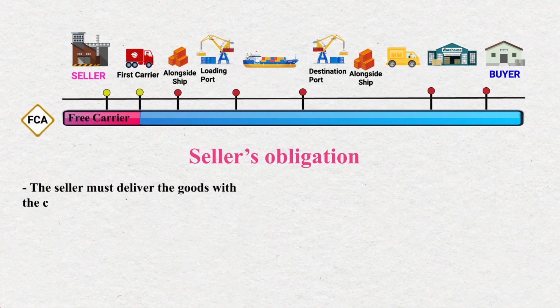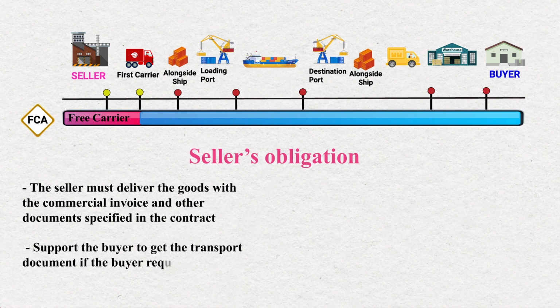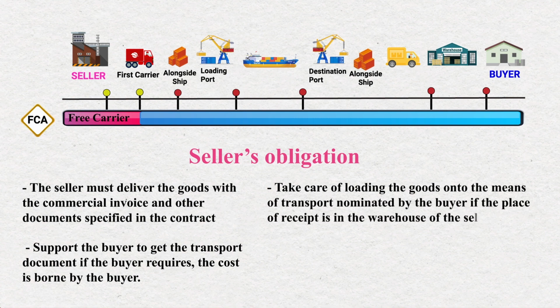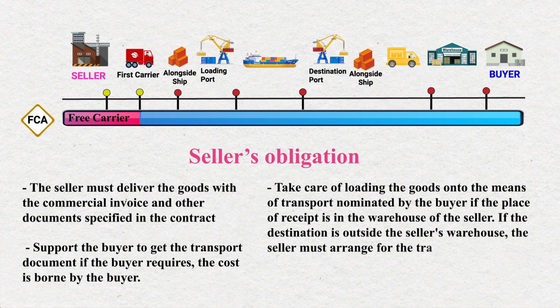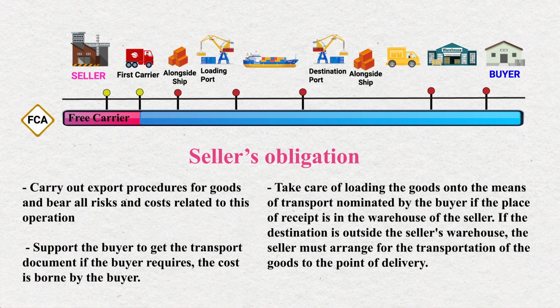The seller must deliver the goods with the commercial invoice and other documents specified in the contract. Support the buyer to get the transport document if the buyer requires. The cost is borne by the buyer. Take care of loading the goods onto the means of transport nominated by the buyer if the place of receipt is in the warehouse of the seller. If the destination is outside the seller's warehouse, the seller must arrange for the transportation of the goods to the point of delivery. Carry out export procedures for goods and bear all risks and costs related to this operation.